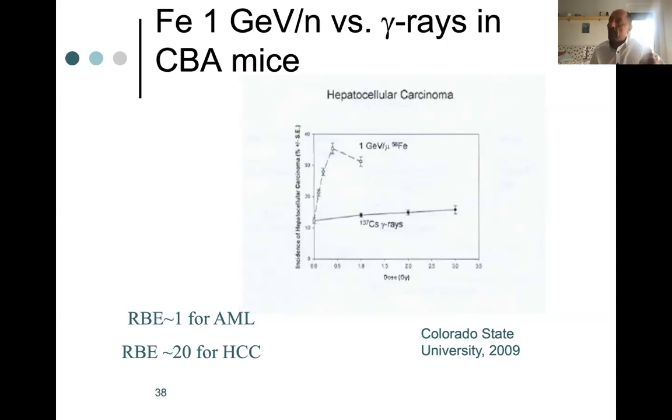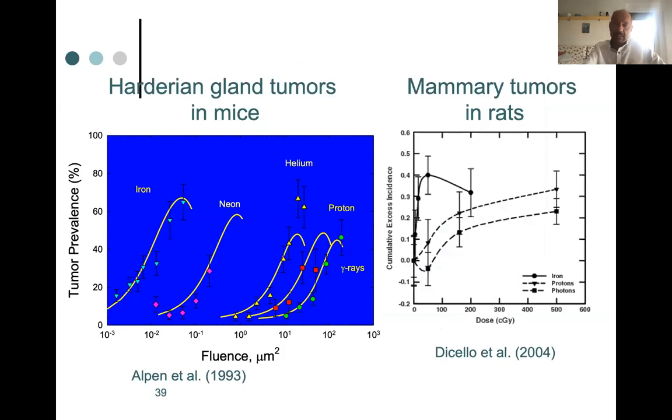So that's why the RBE is 1 for AML, which is a cancer strongly related to chromosomal aberration because it's a liquid cancer, but it's very high for hepatocellular carcinoma that instead is a solid tumor, very much related to inflammation. In the liver, cancer is typically caused by inflammatory agents, by alcohol, for example, cirrhosis, by the virus, by HPV. So it's a typical inflammation tumor.